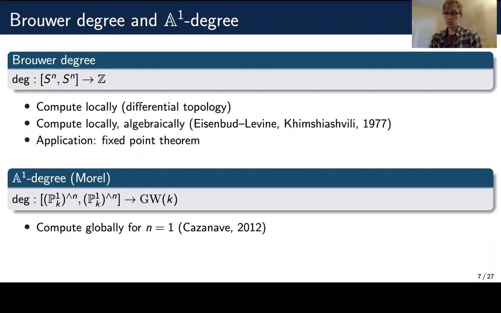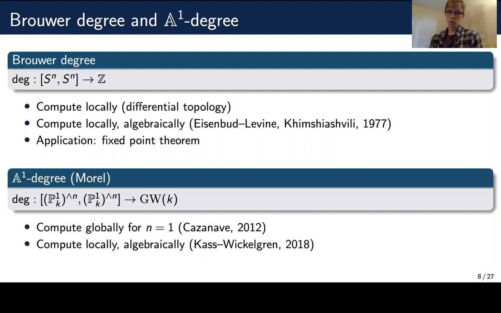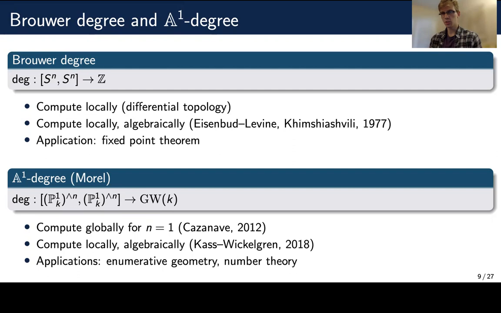You can compute this degree globally in dimension 1 using a result of Cazanave, or you can also compute locally using an algebraic formula due to Kass-Wickelgren. And what Kass-Wickelgren actually show is that for this bilinear form that Eisenbud, Levine, and Khimshashvili computed, rather than taking the signature to obtain the Brouwer degree, you keep track of its isomorphism class, and this computes the local A1 degree. So this is a very nice result. There are a lot of applications of the A1 degree, especially in enumerative geometry and also in algebraic number theory. And these are the reasons why I'm mostly interested in the A1 degree.